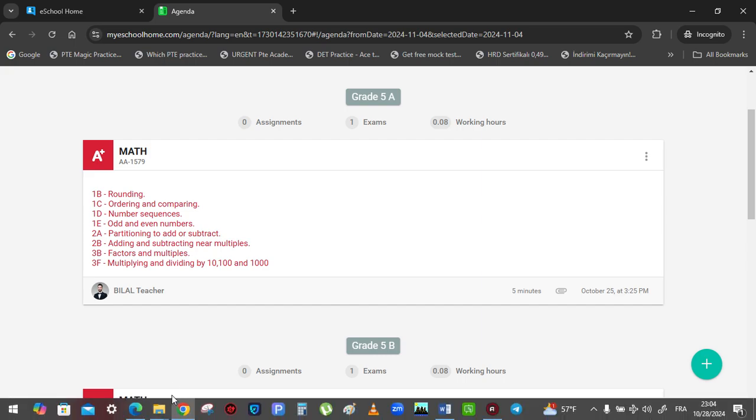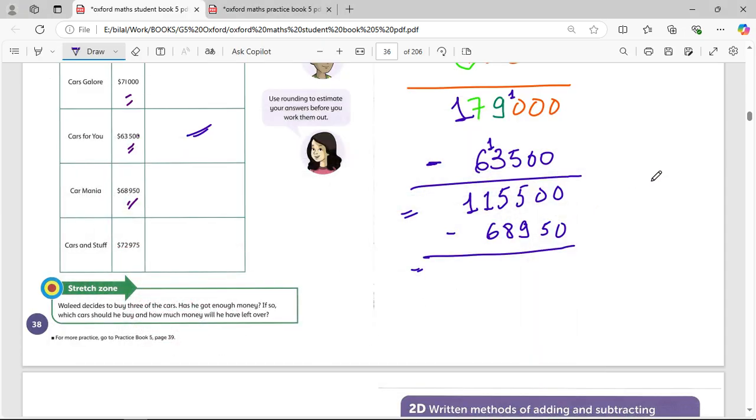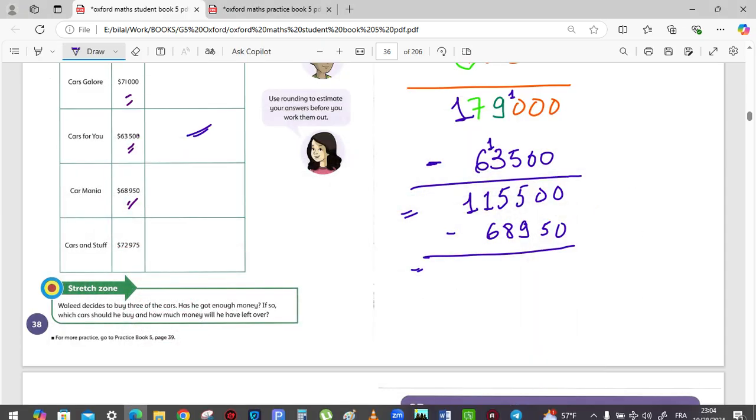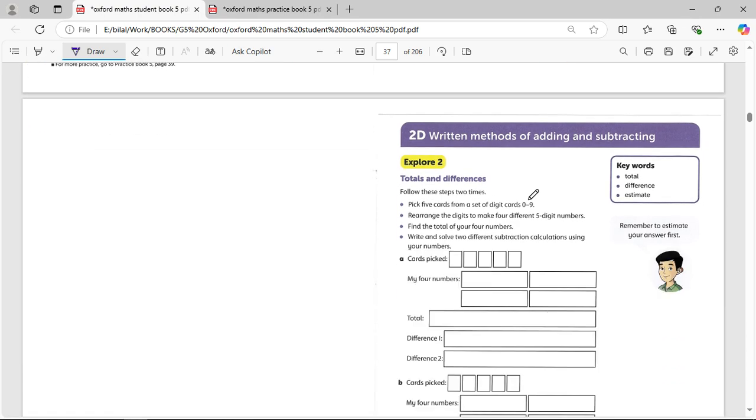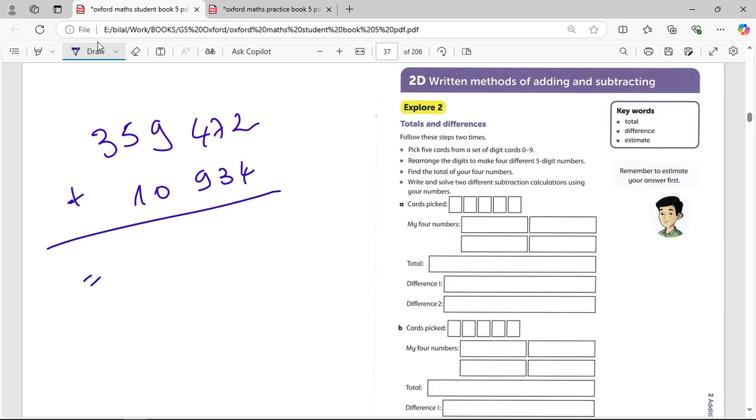If you add, I'm going to give you one example for adding, because I just gave you one example of how to subtract. Let's say I'm going to add, okay, let's take this number. Let's say I'm going to have 359,472, and then I'm going to add whatever, even though it's bigger. Let's say I'm going to add 10,934, whatever. So I'm going to add these numbers.